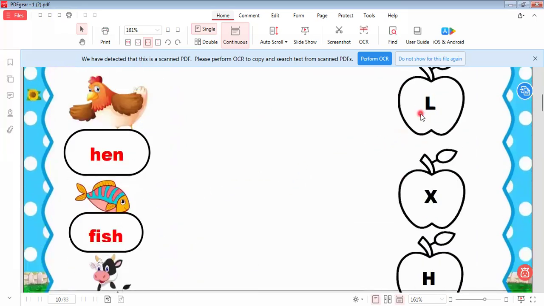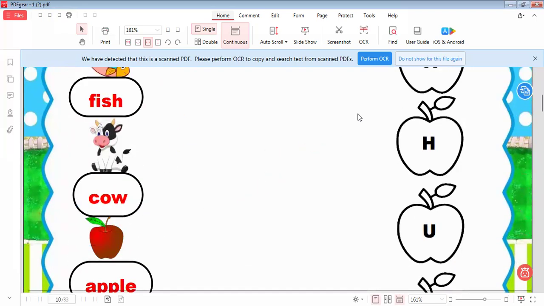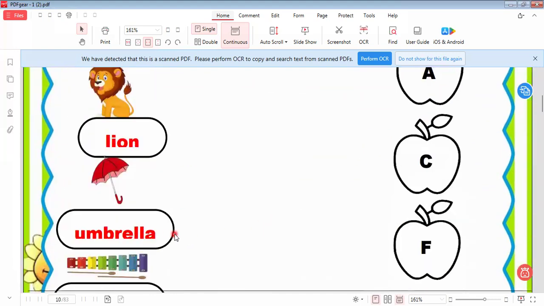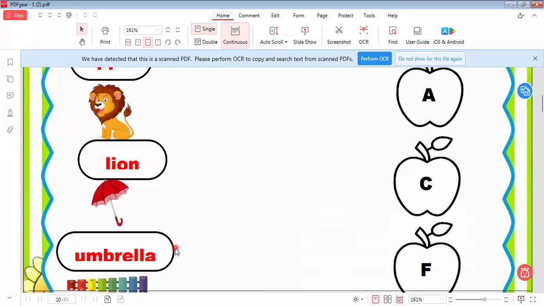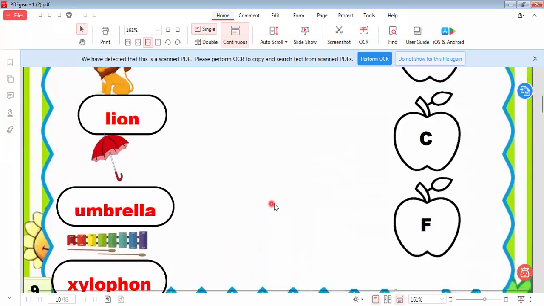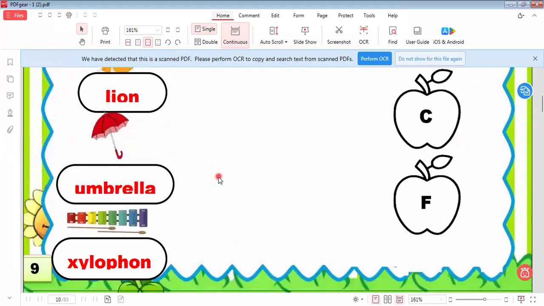So where is L here? This is L. So you are clever pupils. So here we have a lion started by letter L. So I select letter L by lion. Umbrella. So the umbrella started by letter U. So I select U by umbrella. Xylophone. So xylophone started by letter X. You are clever pupils. Let's go to another item.